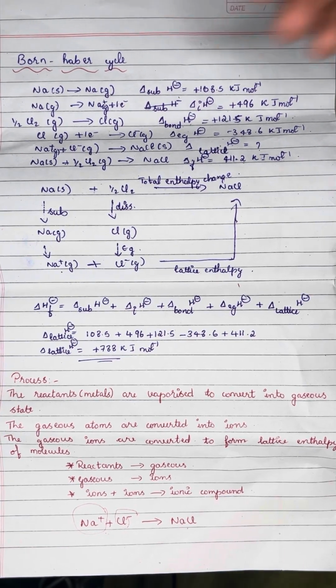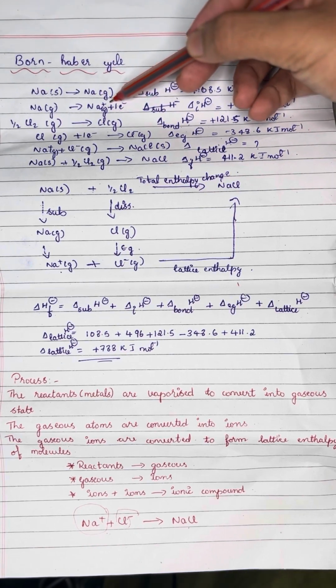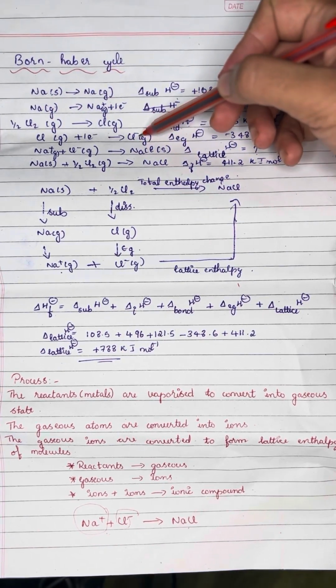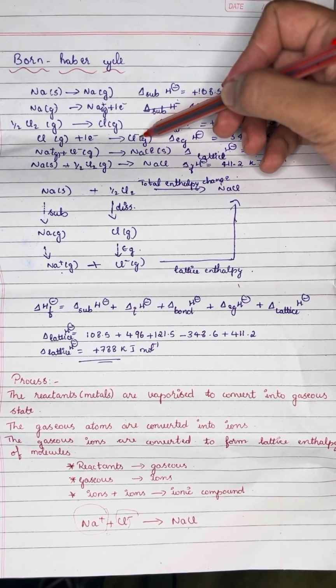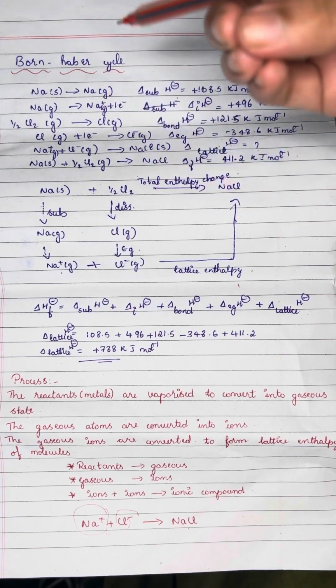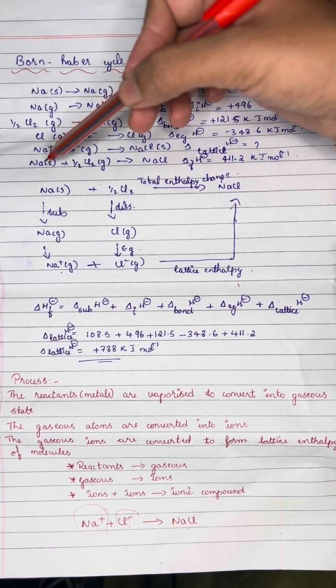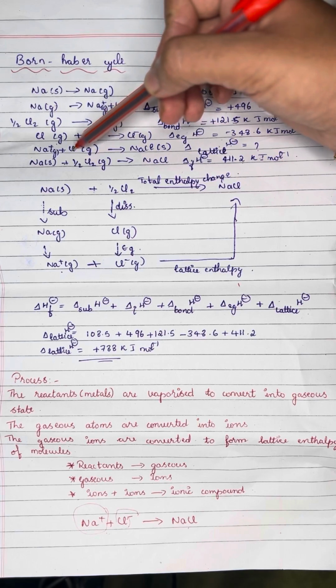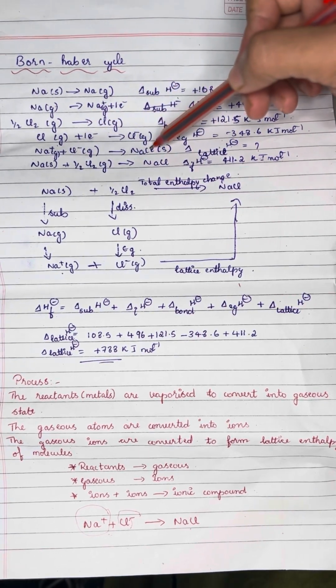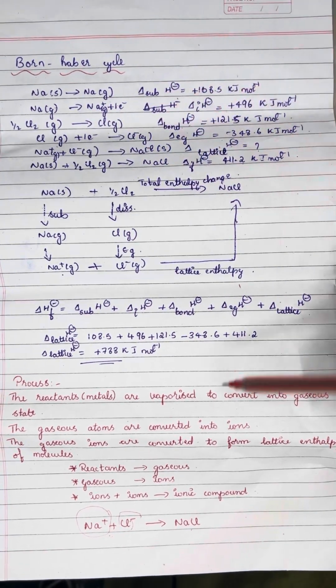And so we have got the two ionic forms, right? That is, Na is getting converted to Na plus, and Cl is getting converted to Cl minus. Now these both will be combining with each other. So Na plus will be combining with the Cl minus in order to form the solid NaCl.